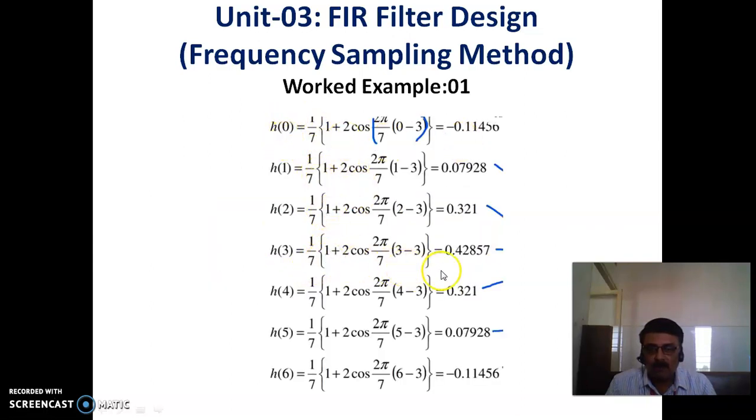You can observe here, with respect to these three, your values will be repeating, since h of n is equivalent to h of capital N minus 1 minus n, the symmetry condition. Observe here, h of 2 and h of 4 will be the same, h of 1 and h of 5 will be the same, and h of 0 and h of 6 will be the same. So once you find these coefficients, go for finding the H of z and then draw the linear phase relation.